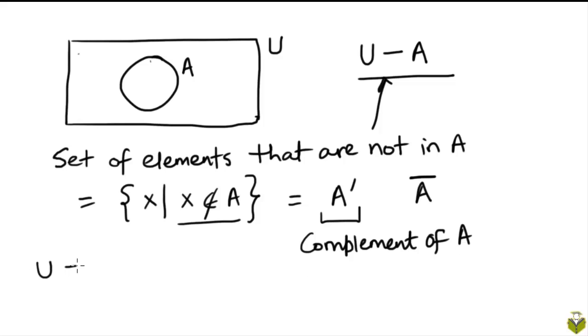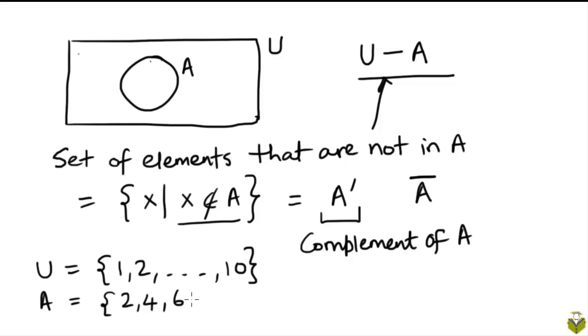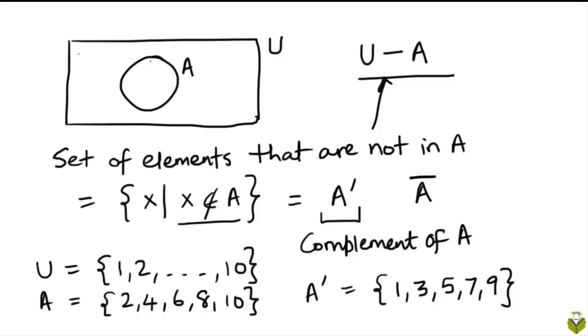For example, if U is defined to be the set of natural numbers from 1 to 10 and A is defined to be the even numbers 2, 4, 6, 8 and 10, then the complement of A would be the set of odd numbers 1, 3, 5, 7 and 9. So these are all the numbers which are not in A.